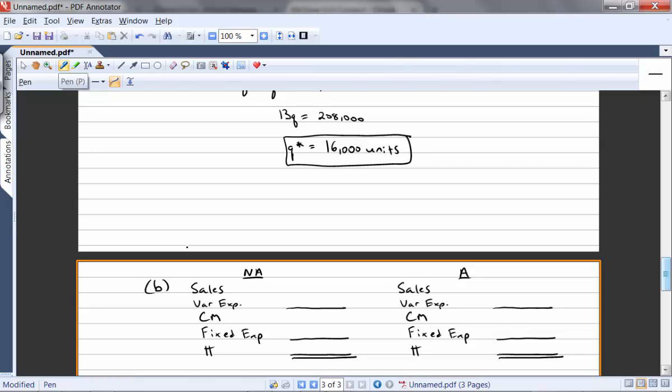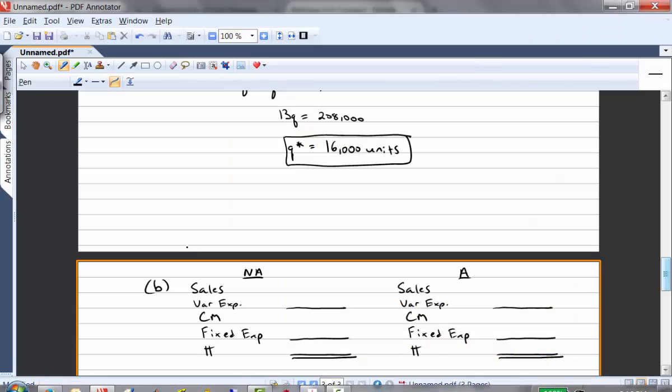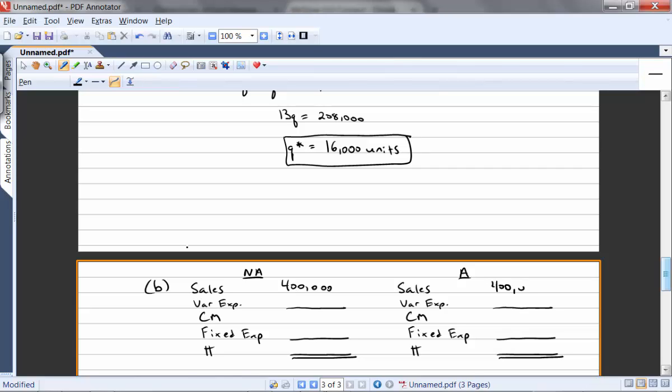So either way, our sales is the same. It said we were going to sell 20,000 units, and we're selling each unit for $20. So sales is 400,000 no matter which scenario. It's just our costs change if we're automated versus non-automated. If we're not automated, our variable expense per unit is $14 per unit times 20,000 units equals 280,000. So our contribution margin is 120,000. Our fixed expenses, if we're not automated, are only 90,000, and that means our profit is 30,000.